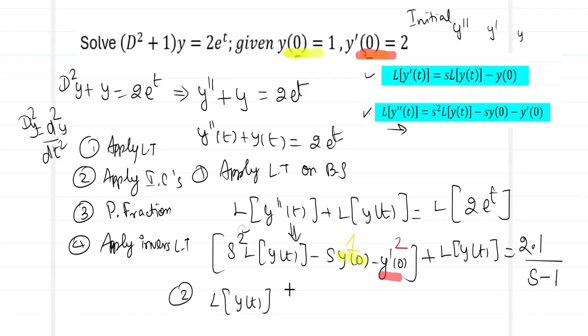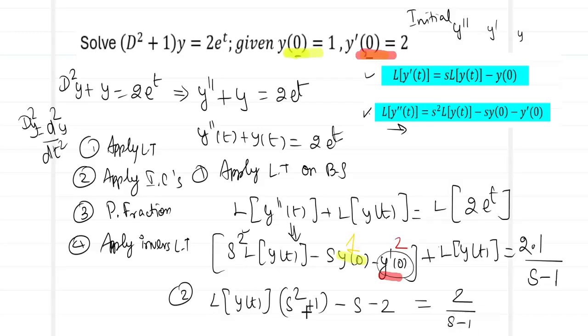On collection, I have this as s square and here the coefficient is 1, so s square plus 1. What are the left out terms? The left out terms are s into 1, which is minus s, and this y dash of 0 has been replaced as 2, so it is minus 2. And this is nothing but 2 divided by s minus 1.